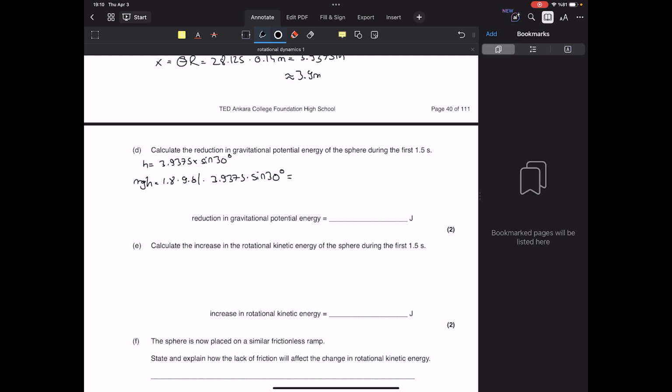That also multiplied by the sine of 30 degrees, which is 1/2. So you get 34.7642 joules. To 3SF, that's 37.8 joules.